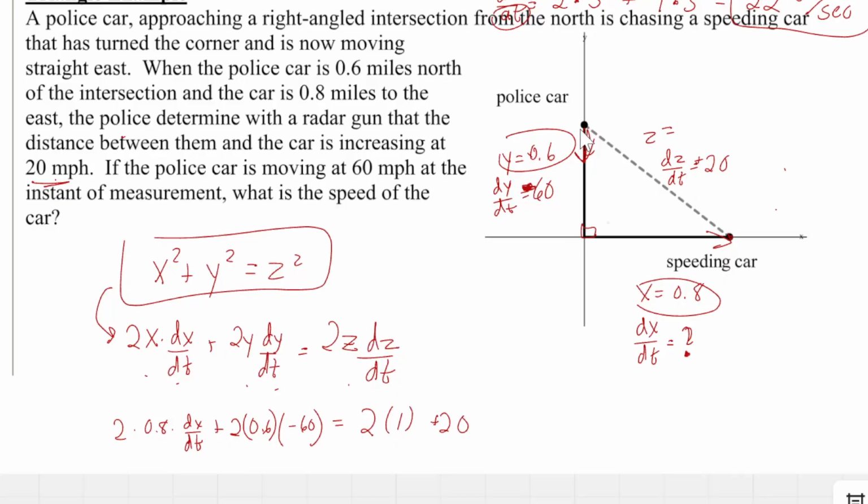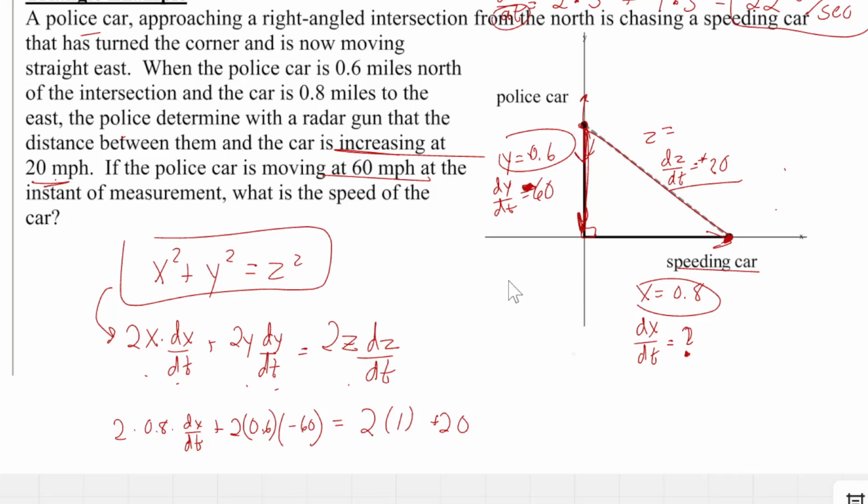So the police car is at 0.6, and then they said it's 60 miles an hour, but I had to figure out which direction the police car is going, so I had to reread the question. The police car is approaching the right angle, so it's going this direction, which means it's negative 60. And they told us the speeding car is getting further away at a rate of 20 miles per hour. So this should be a positive 20. If they had told us that the police car is gaining on the speeding car, like this distance was getting smaller, then I'd say it's a negative 20. But since it's moving further away, the distance is increasing.